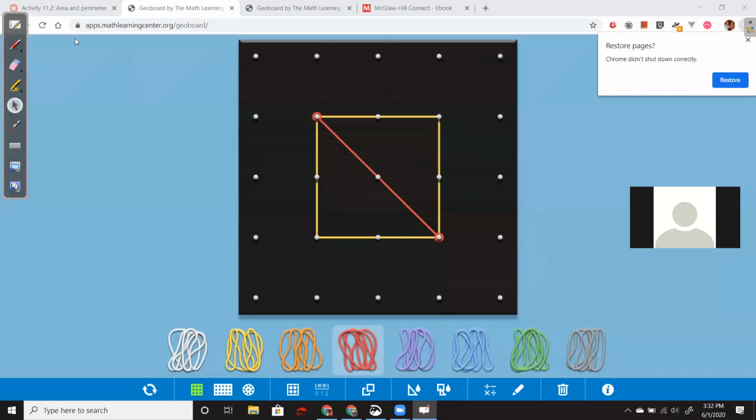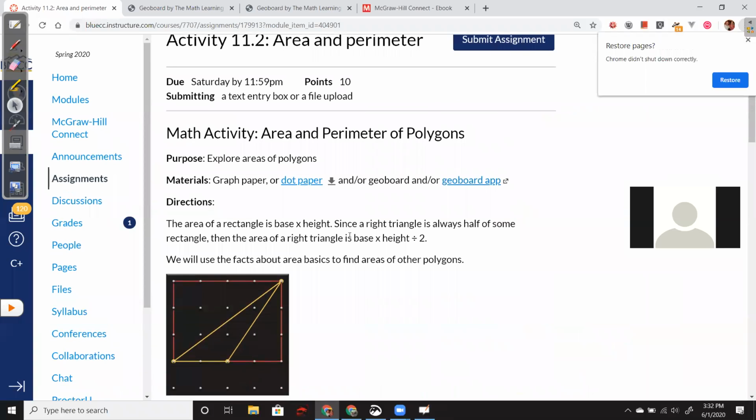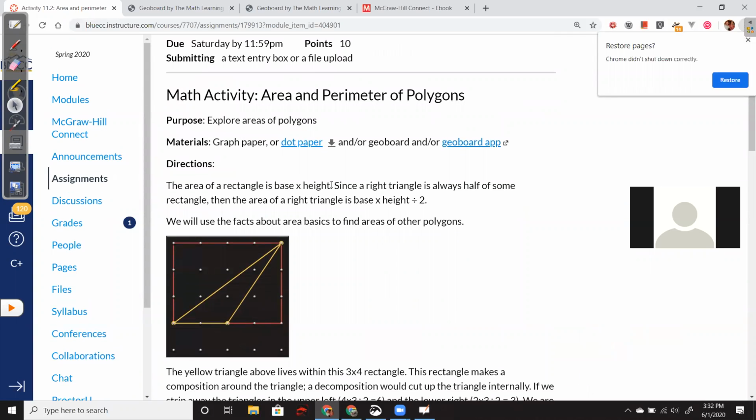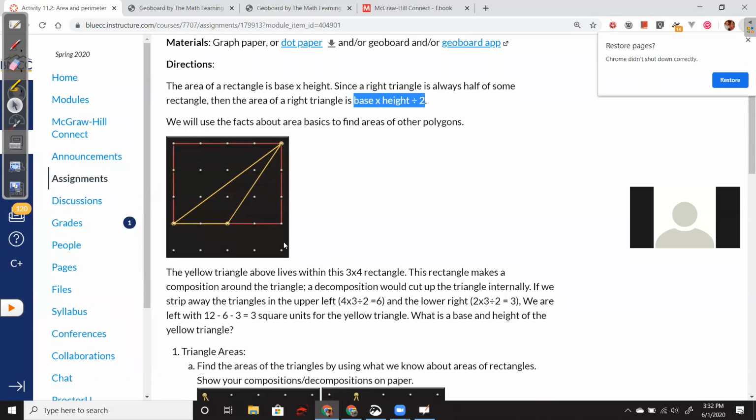Show desktop. Activity. Okay, so on this activity, I give an example here, and I state some of the rules, right? The area of a rectangle is base times height, so we get that right here. And then since a right triangle is always half of some rectangle, its area is always base times height divided by 2. So those are some of the given things. And then we're going to use the idea of composition and decomposition. So then here I say the yellow triangle above lives in this 3x4 rectangle. And I probably should have called it a 4x3 rectangle because I usually state the base first. Oops. This rectangle makes a composition around the triangle since it's outside of the triangle.